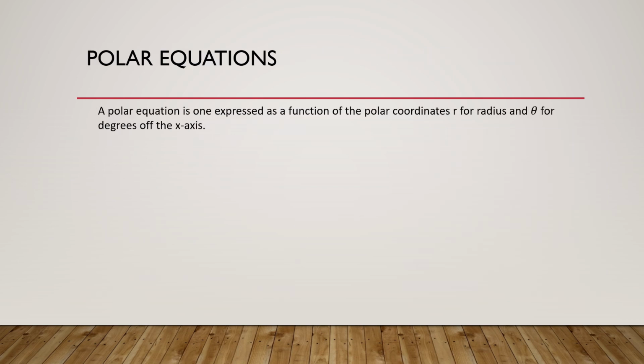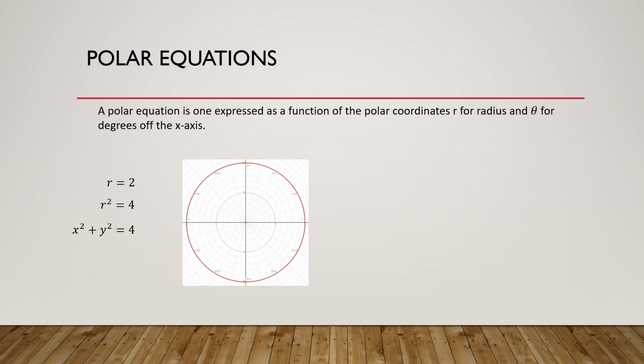A polar equation is one expressed as a function of the polar coordinates, r for radius and theta for degrees off the x-axis. For example, the equation r equals 2. We can square both sides to make r squared equals 4, then replace r squared with x squared plus y squared. This is the form of a circle whose center is at the origin and a radius equal to 2.